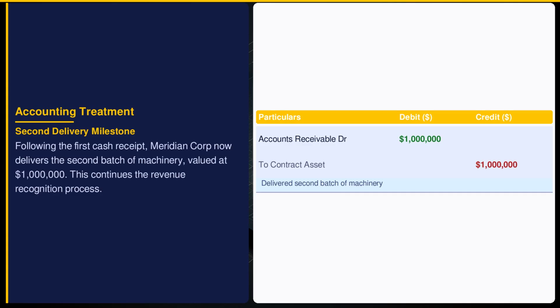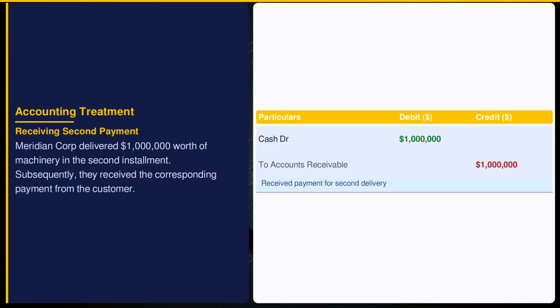The second delivery signifies further transfer of control, requiring recognition of an additional $1 million in accounts receivable, while decreasing the contract asset. AASB 15 mandates this systematic approach to reflect performance obligations fulfilled over time. Recording the cash inflow for the second delivery clears the accounts receivable, enhancing liquidity as per AASB 15. This demonstrates an ongoing conversion of sales into cash, reinforcing financial health and strengthening the balance sheet.